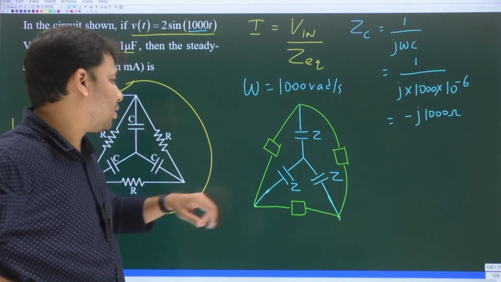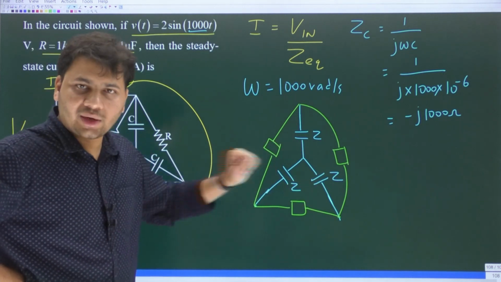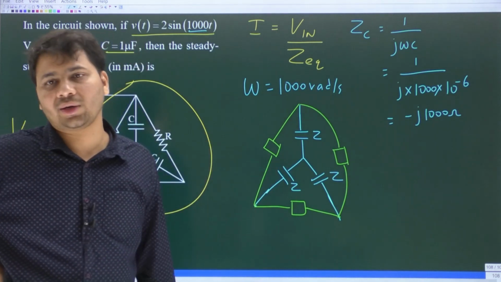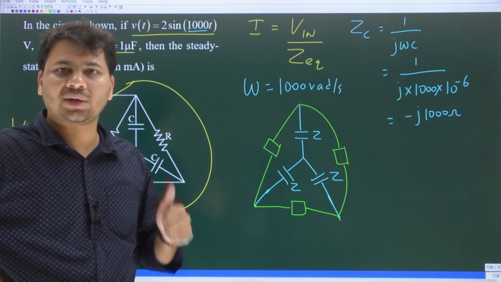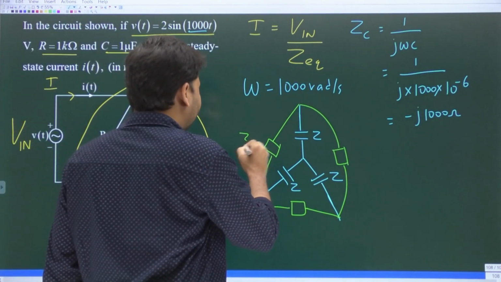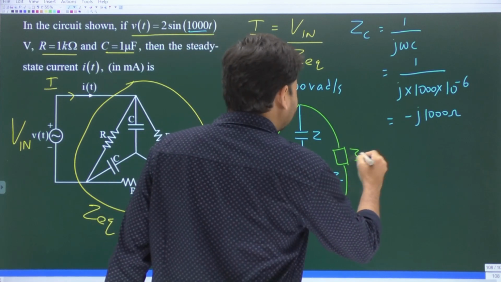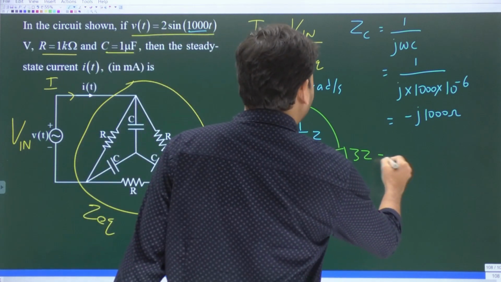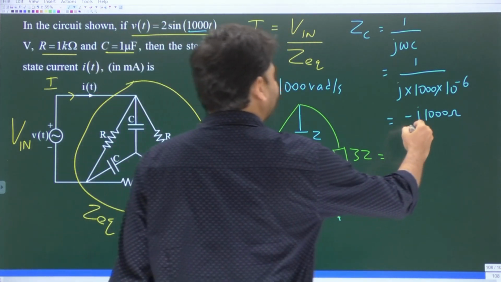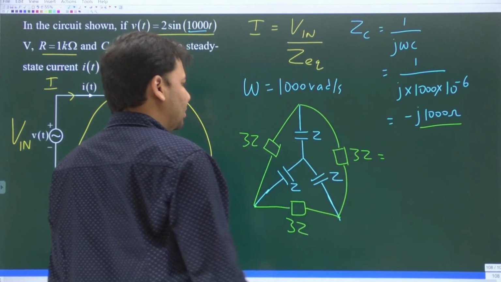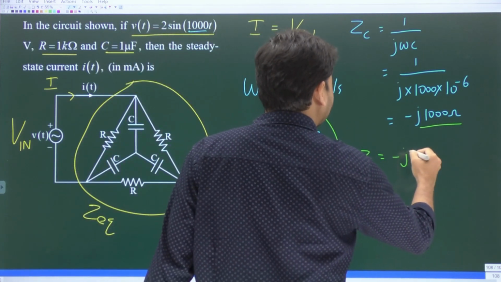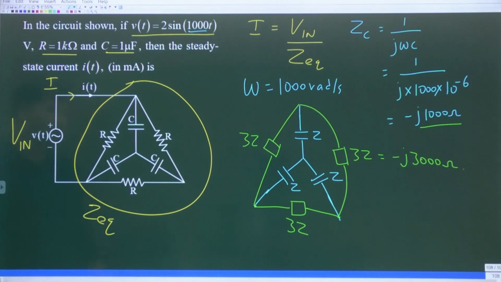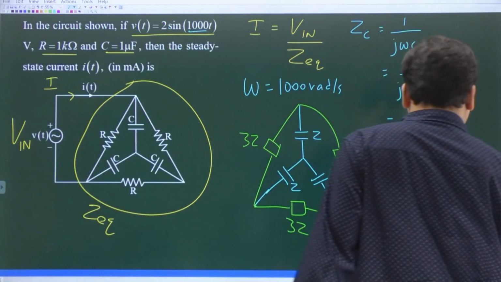What is the value of this going to be? Z into Z plus Z into Z plus Z into Z, divided by Z, which is 3Z square divided by Z. Is it not going to be 3Z? Yes. So this is going to be 3Z, this is also 3Z, this is also 3Z. Remember the value of Z is ZC, which is minus j 1000. So 3Z will be minus j 3000 ohms.